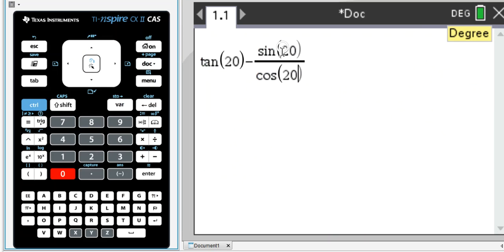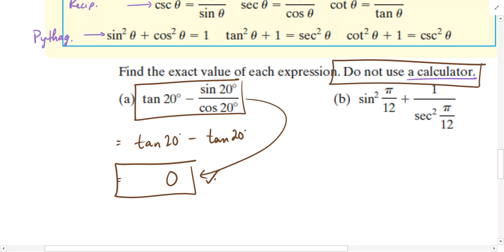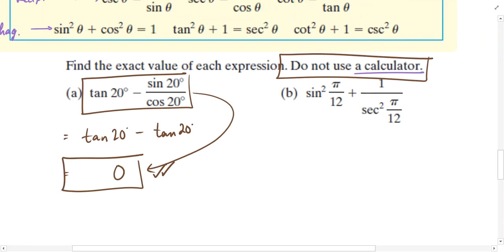So the angle measures inside each of these arguments are 20 degrees and not 20 radians. When I tap enter here, I do get the result of 0. So we were able to do that without a calculator, and now we've confirmed it with the calculator. I think that's a good result.